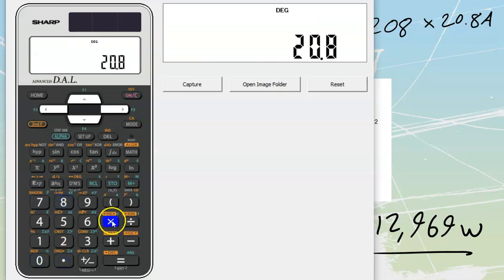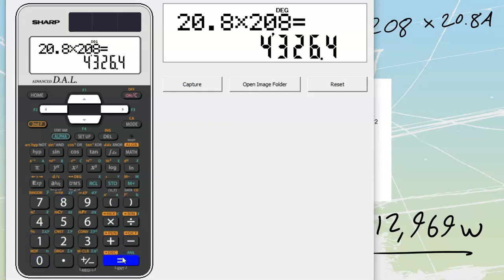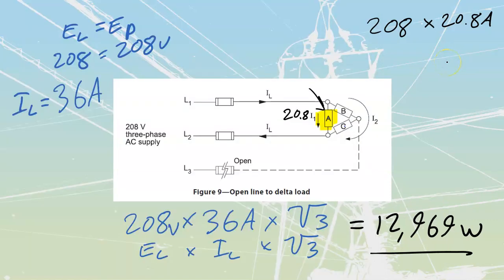20.8 amps multiplied by 208 volts equals a value of 4,326. So this element has 4,326 watts. You should recognize as well that this value is 1/3 of what I would have off of a normal system, because it's a balanced three-phase system. Each of my individual elements is going to be providing 1/3 of the total power out of this thing.